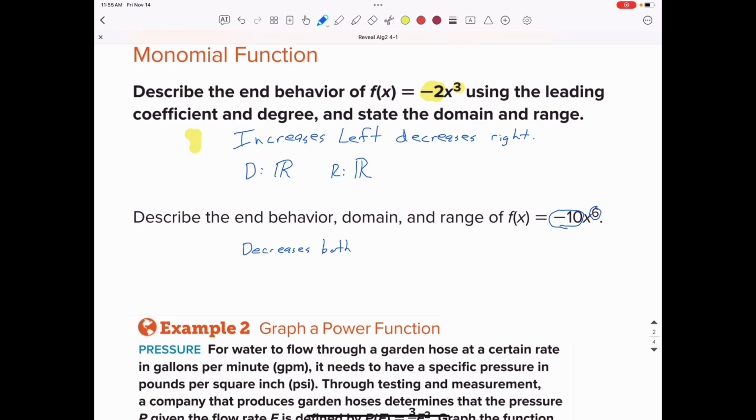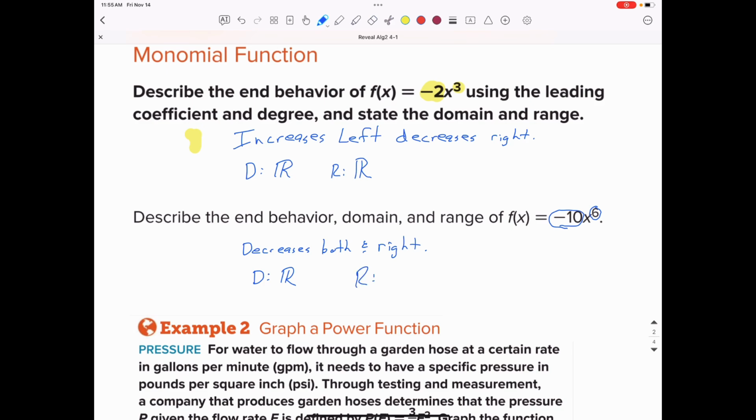And then we're also supposed to find the domain and range. Again, the domain of these power functions is going to be the same. It is going to be all real numbers. But with even degrees, since it is decreasing on both left and right, that means it's not increasing forever. It's only decreasing forever. And in that case, the range is not going to be all real numbers.